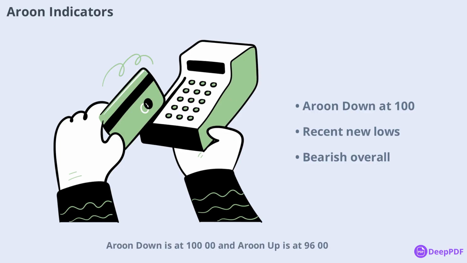Aroon down is at 100 and Aroon up is at 96, with the Aroon oscillator at minus 7.14. This setup indicates that the stock has recently hit new lows, but there's still some upward movement in the recent data. However, the overall reading is bearish as the Aroon down is at its maximum.